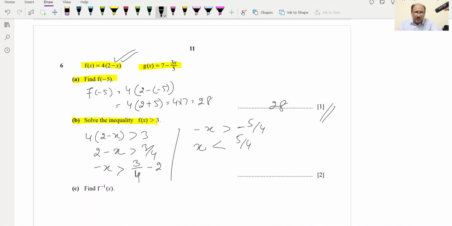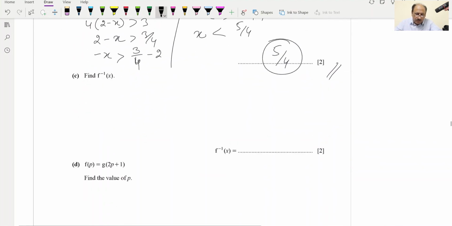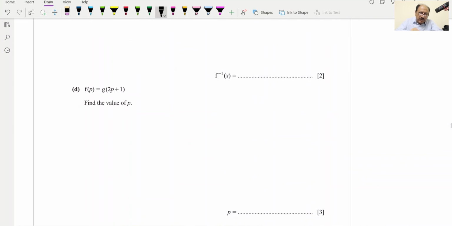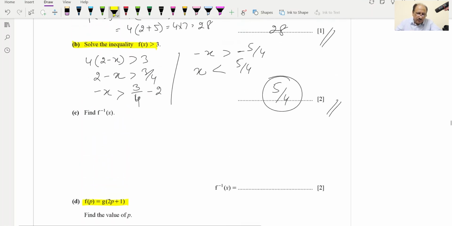So we can write it as 5 by 4. This will be the final answer for 2 marks. Hopefully you understood this. Now they are saying f of p is equal to g of 2p plus 1. So we missed, I think so. Yes, we missed the C part.